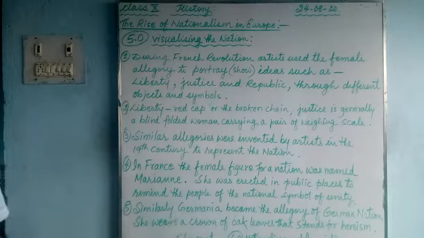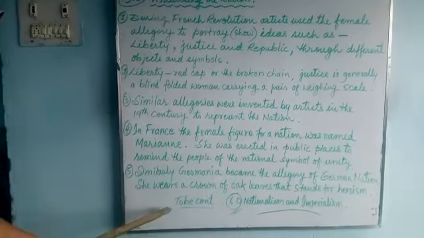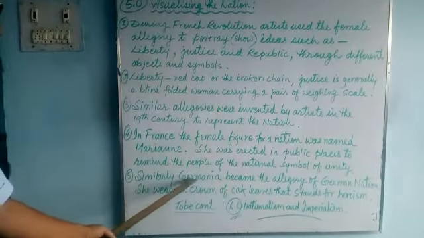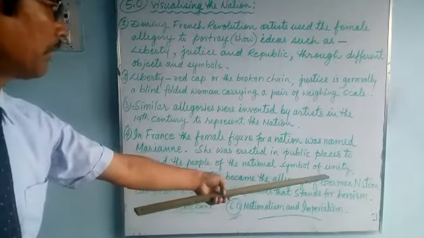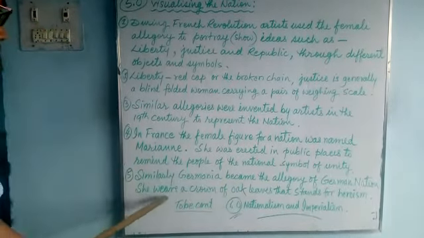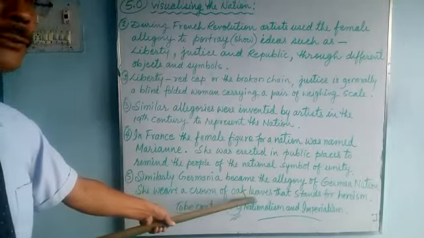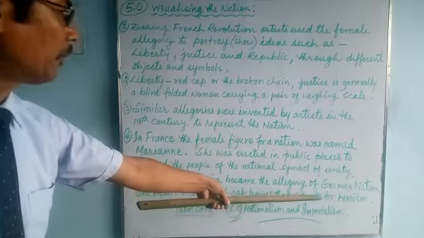So similarly, Germania became the allegory of the German nation, and she wears a crown of oak leaves that stands for heroism.